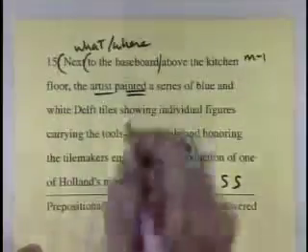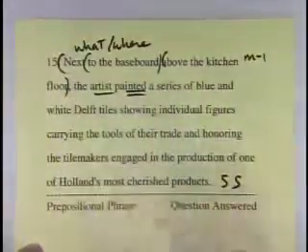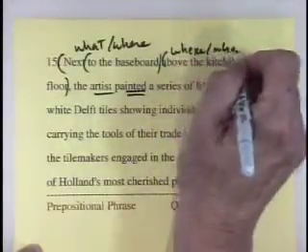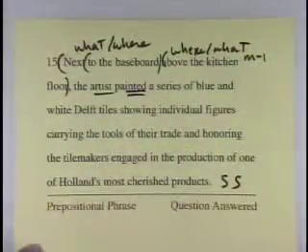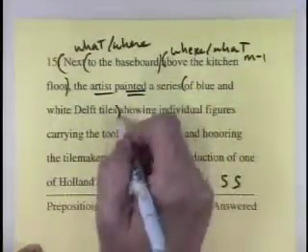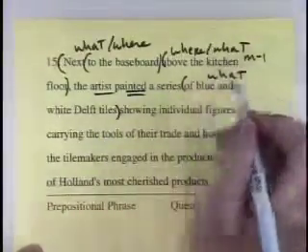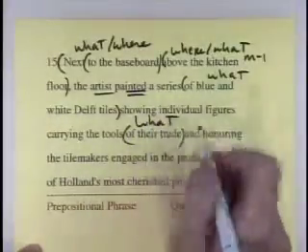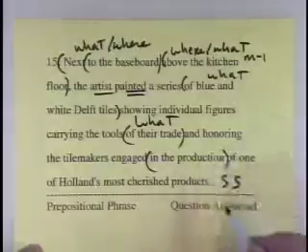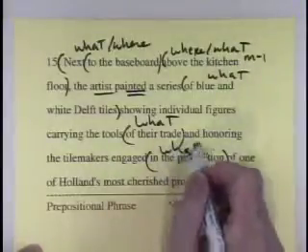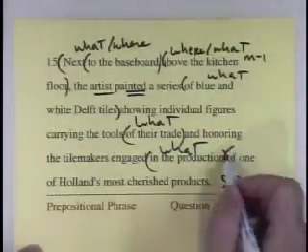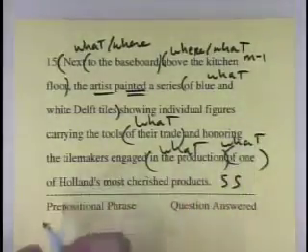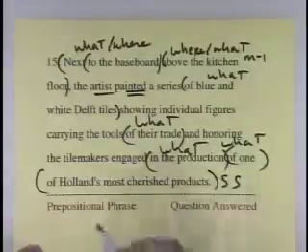Above the kitchen floor. Above the kitchen floor is going to be, I said, where or what, either one. And then, of blue and white Delft tiles, and that's going to answer what. And then, of their trade, and that's going to answer what. And then, in the production, and that's going to answer what, definitely what. And then, of one, and that answers what. And then, of Holland's most cherished products, and that answers what. Yes.